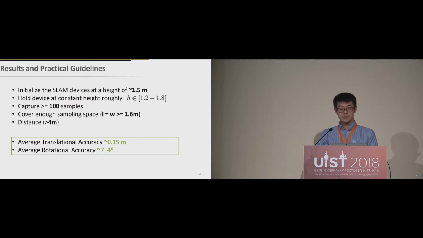From the test, we concluded some practical guidelines for using our approach. When the users are initializing the SLAM device, we ask them to kindly hold at about 1.5 meters. And during the registration, we ask them to hold at a roughly constant height, from 1.2 meters to 1.8 meters. Then we ask the user to capture at least 100 samples, and also to cover enough sampling space, where the length and width are larger than 1.6 meters. Also, the distance between users is better to be at least 4 meters.